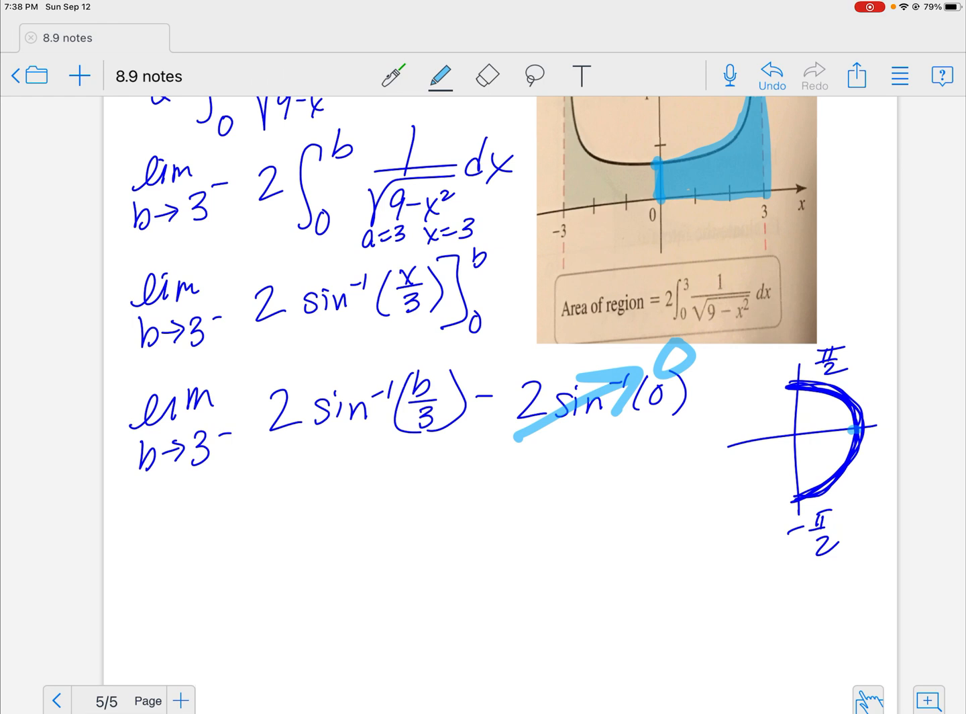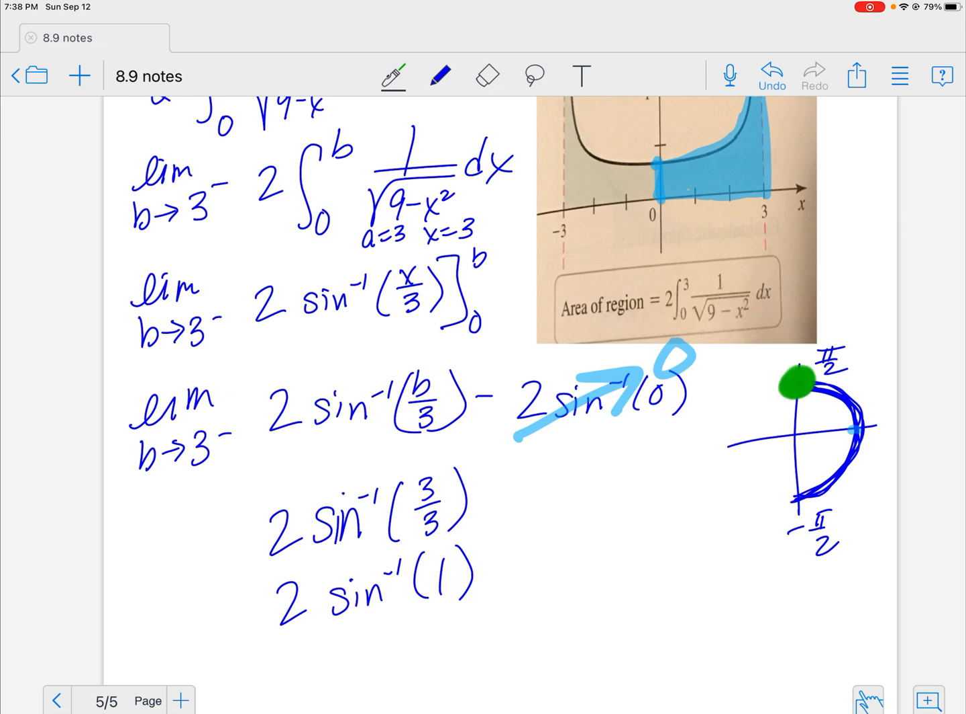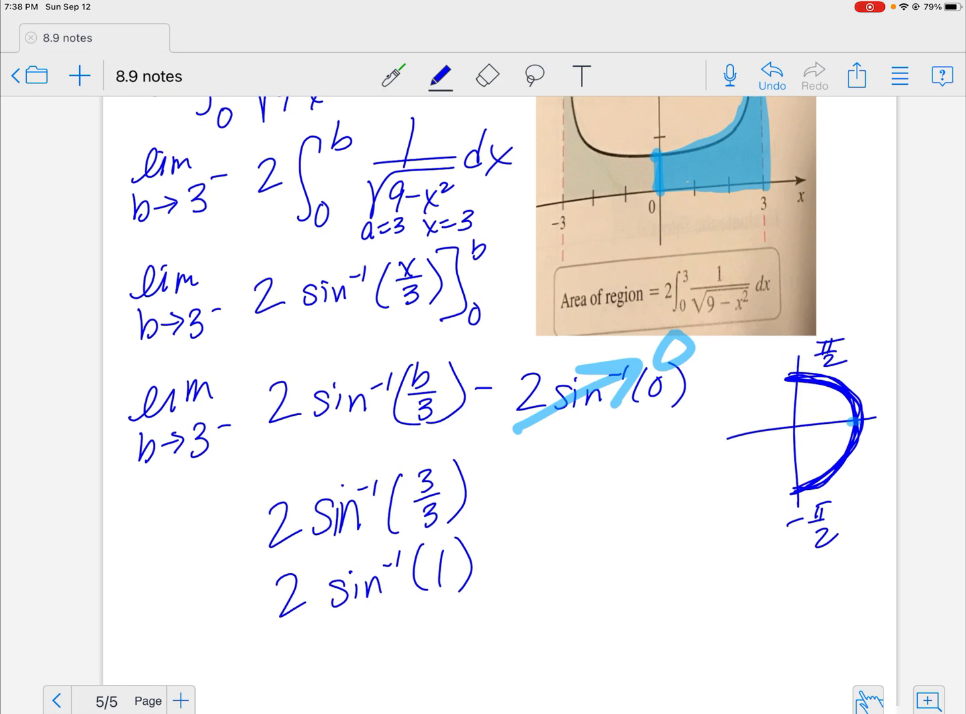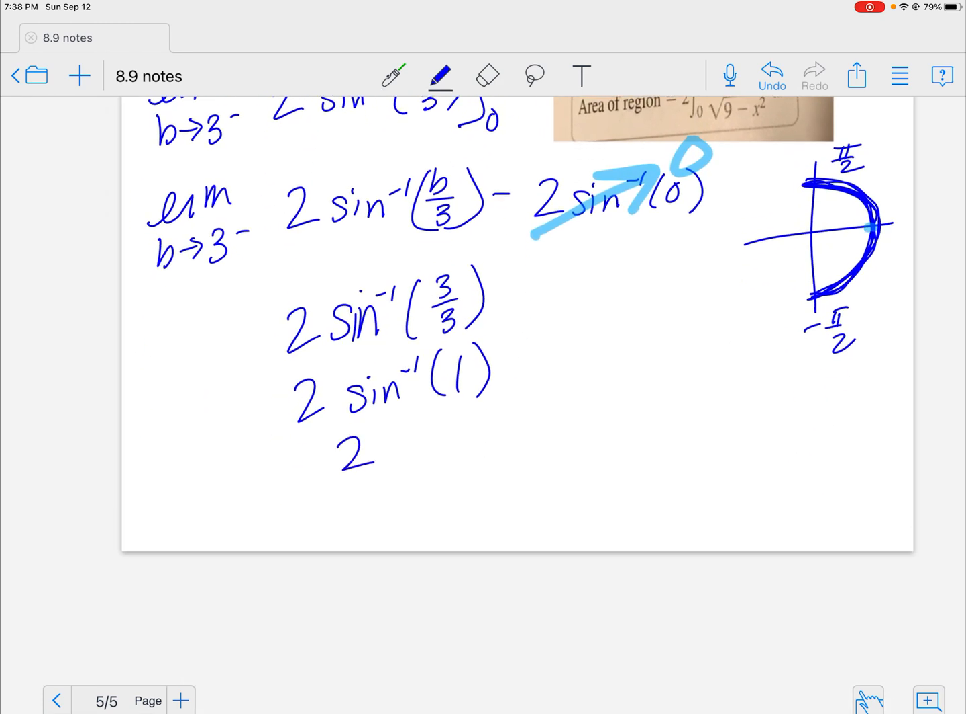But now we're going to plug in the value, because that's how you take a limit, is you plug it in. So this is 2, inverse sine of 3 over 3. So I want to know what's the inverse sine of 1. Yes, sine up here at pi over 2 is where sine is 1. So then this is going to be 2 times pi over 2, which is just going to be pi. And because that's a number, it converges.